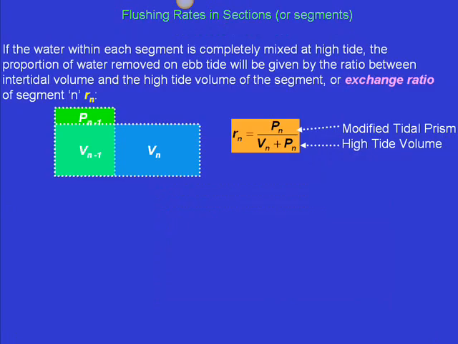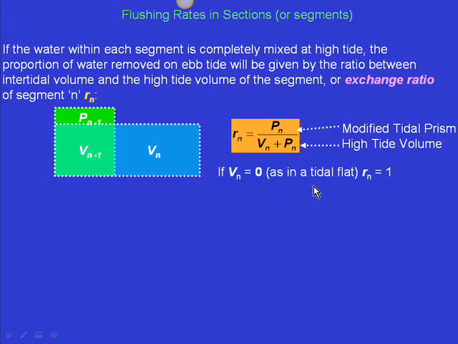You can also use a new concept which we'll call the exchange ratio, which is the ratio between intertidal volume and the high tide volume. So the ratio between these and that. So in other words, the ratio between the tidal prism and the high tide volume. That's the exchange ratio.